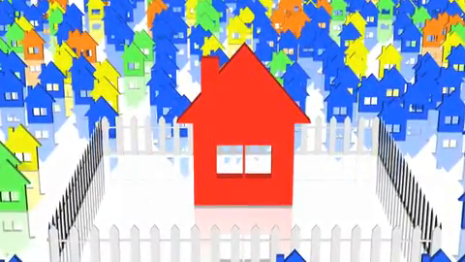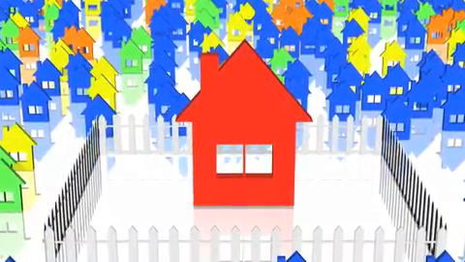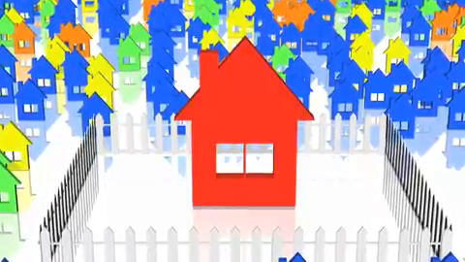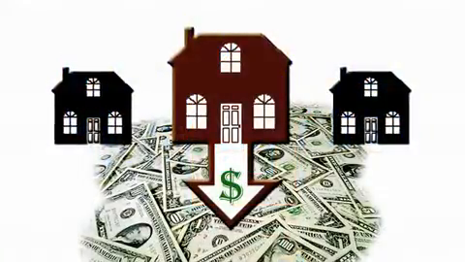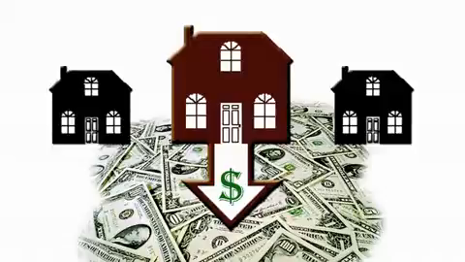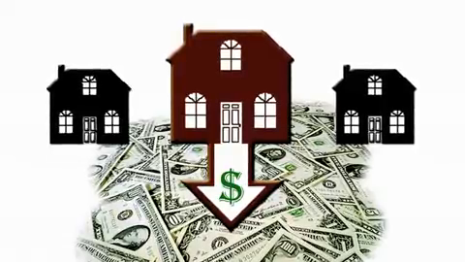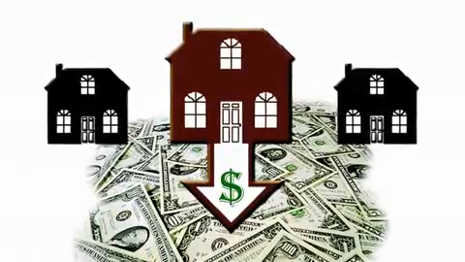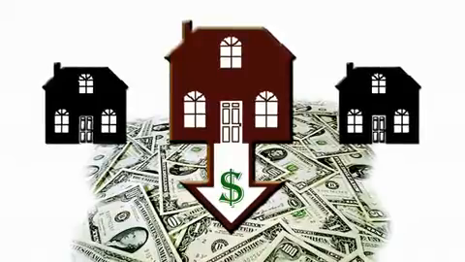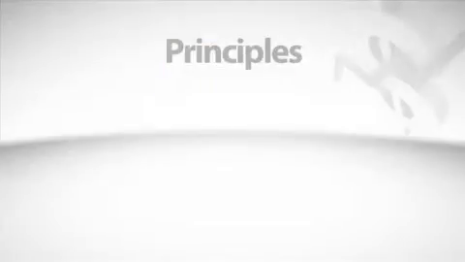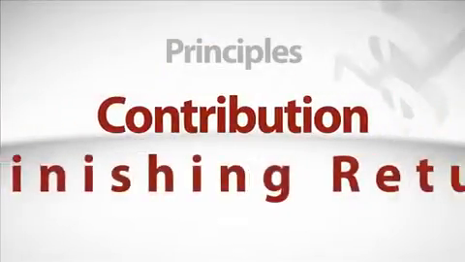If a larger home is surrounded by mostly smaller homes, then regression occurs. This would be responsible for a drop in value for the larger home because most people capable of paying more money than the neighborhood average would want to live in a better neighborhood. This brings us to the principles of contribution and diminishing returns.